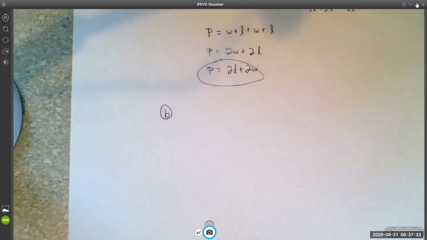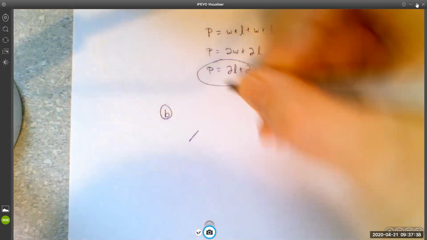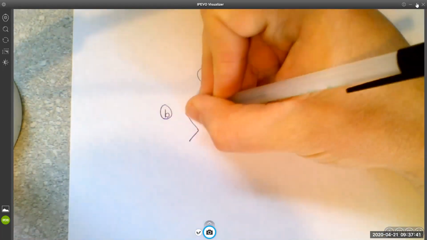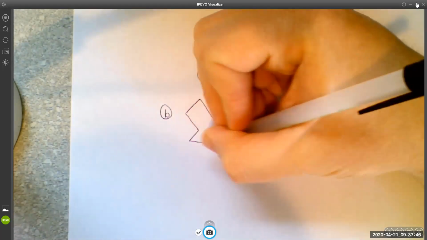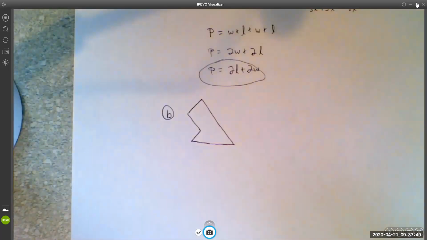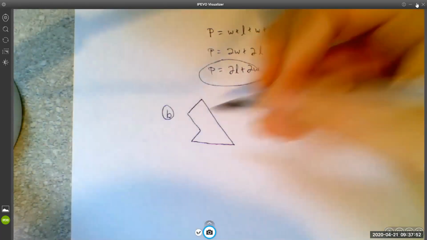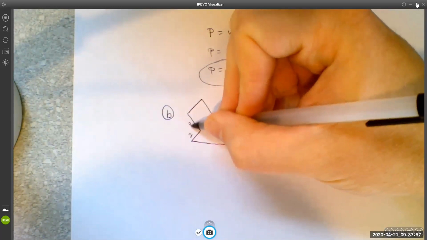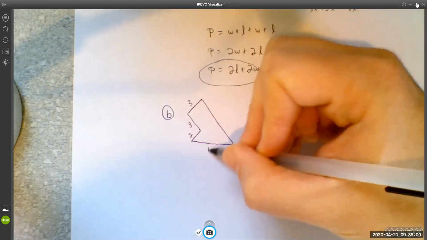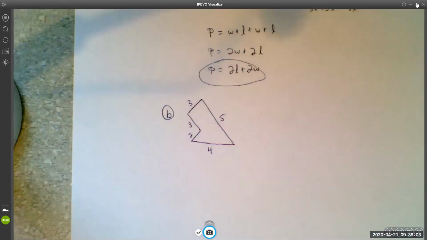So let's do another one. I'm going to draw kind of a weird shape. I'm just going to make this up. So let's go, I don't know, something like this. Kind of sort of like a triangle. And let's label these things. I guess this should be maybe 2, 3, 3, 4, and 5. I'm just making this up. But go ahead and give the video a pause and see if you can find the perimeter of that shape.